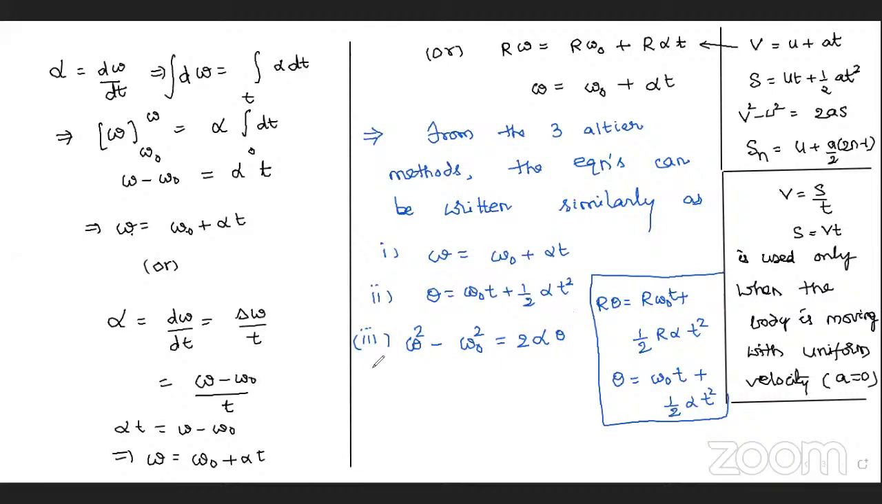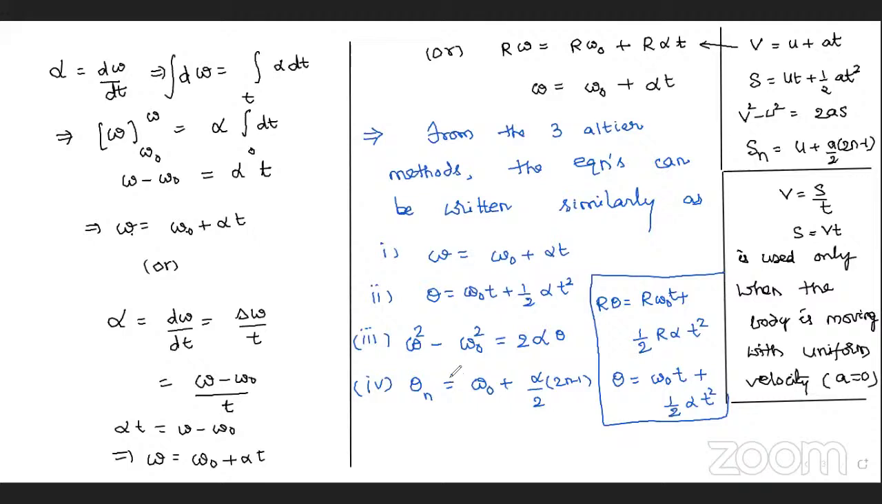Yes, very good. Now fourth one will be very easy, because already you understood the first three. Last one writing is very easy. S n, simple, without explanation I am writing here: theta n equals omega naught plus alpha by 2 into 2n minus 1. That's it. So here finally we got 4 equations of motion for the body moving with uniform acceleration.